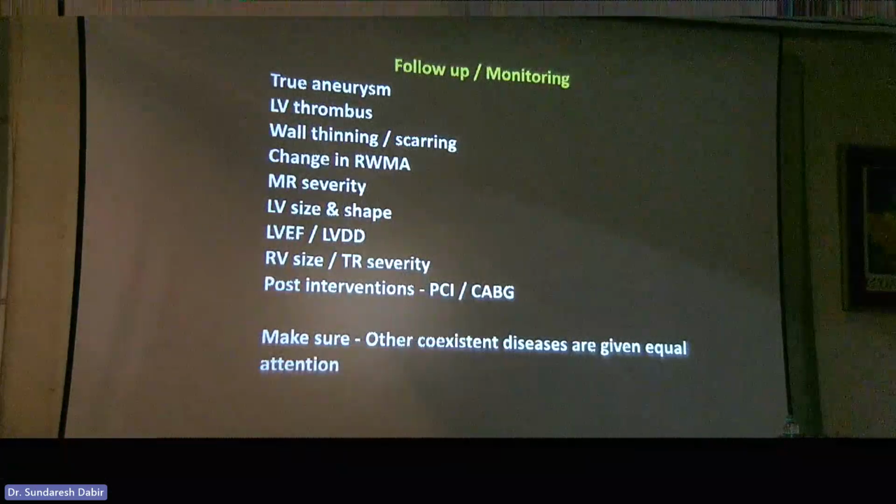And make sure that just because there's a wall motion abnormality, you don't miss other coexistent diseases, or it can be the other way also. Another disease can be dominant and you will not give too much attention. So be careful when you have coexisting diseases.